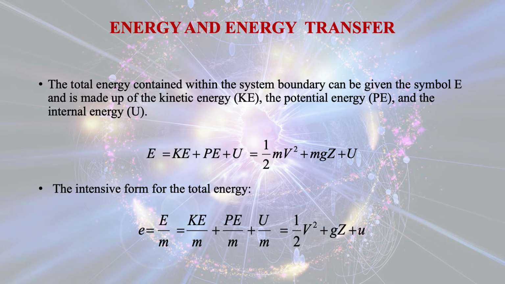So here you see we can calculate the total energy, that is kinetic energy plus potential energy plus internal energy. Once you get the total energy, we can calculate small e, that is energy per unit mass. So we can calculate the total energy as well as small e, that is the intensive form for the total energy.